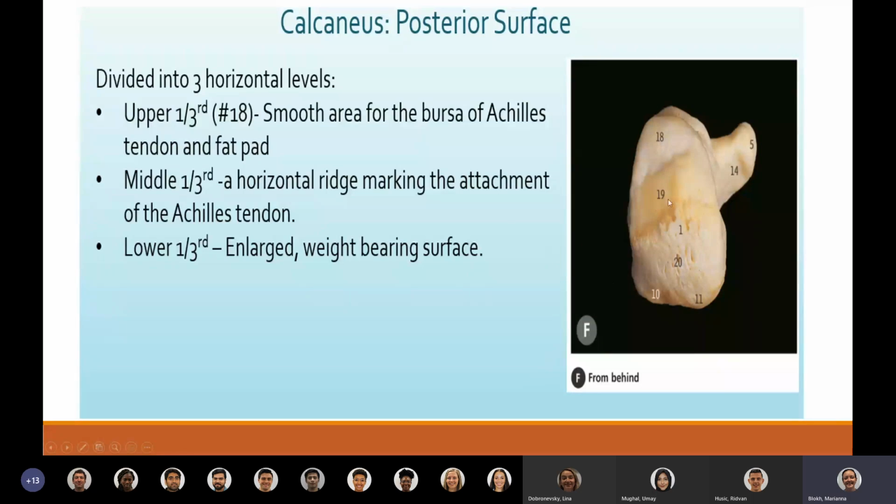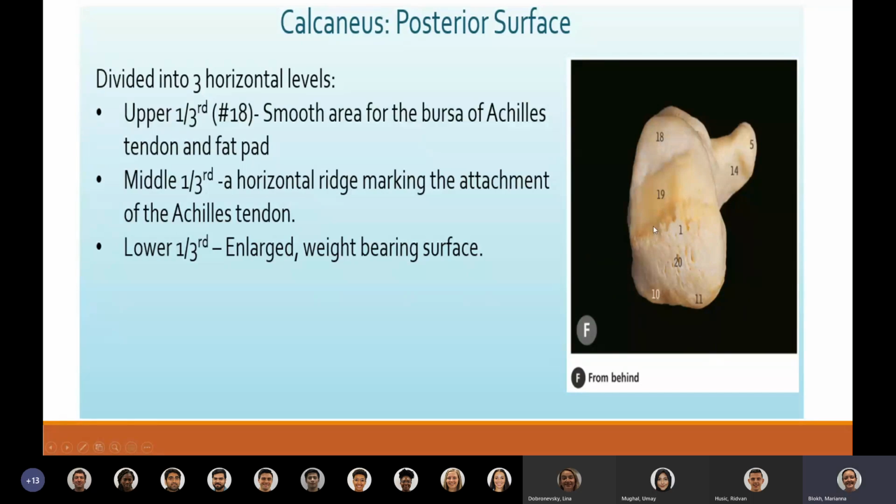All right, posterior surface. A couple things to note. We have three divisions: upper, middle, and lower thirds. In the upper third, number 18, we have a smooth area for the bursa of the Achilles tendon and the fat pad. In the middle third, there's a horizontal ridge that marks the attachment of the Achilles tendon.